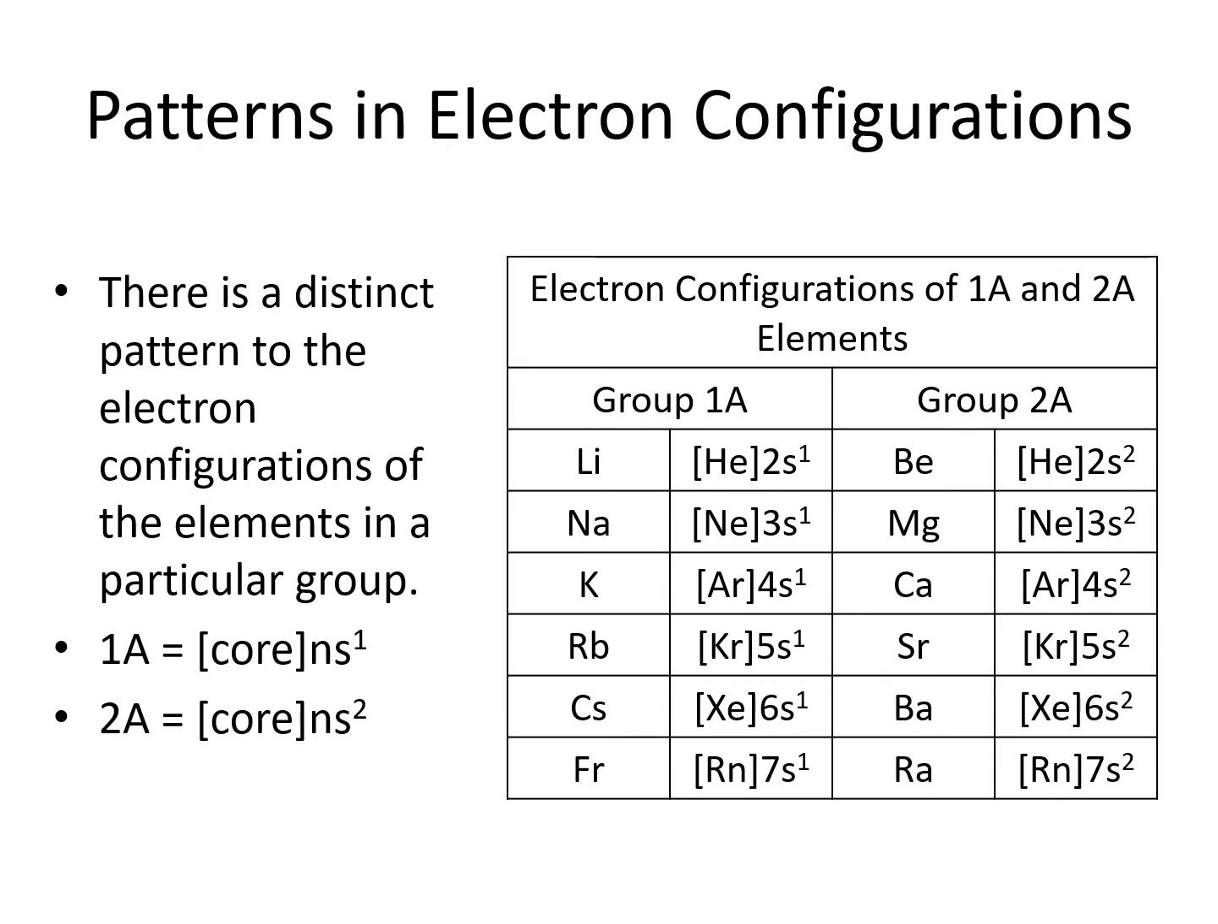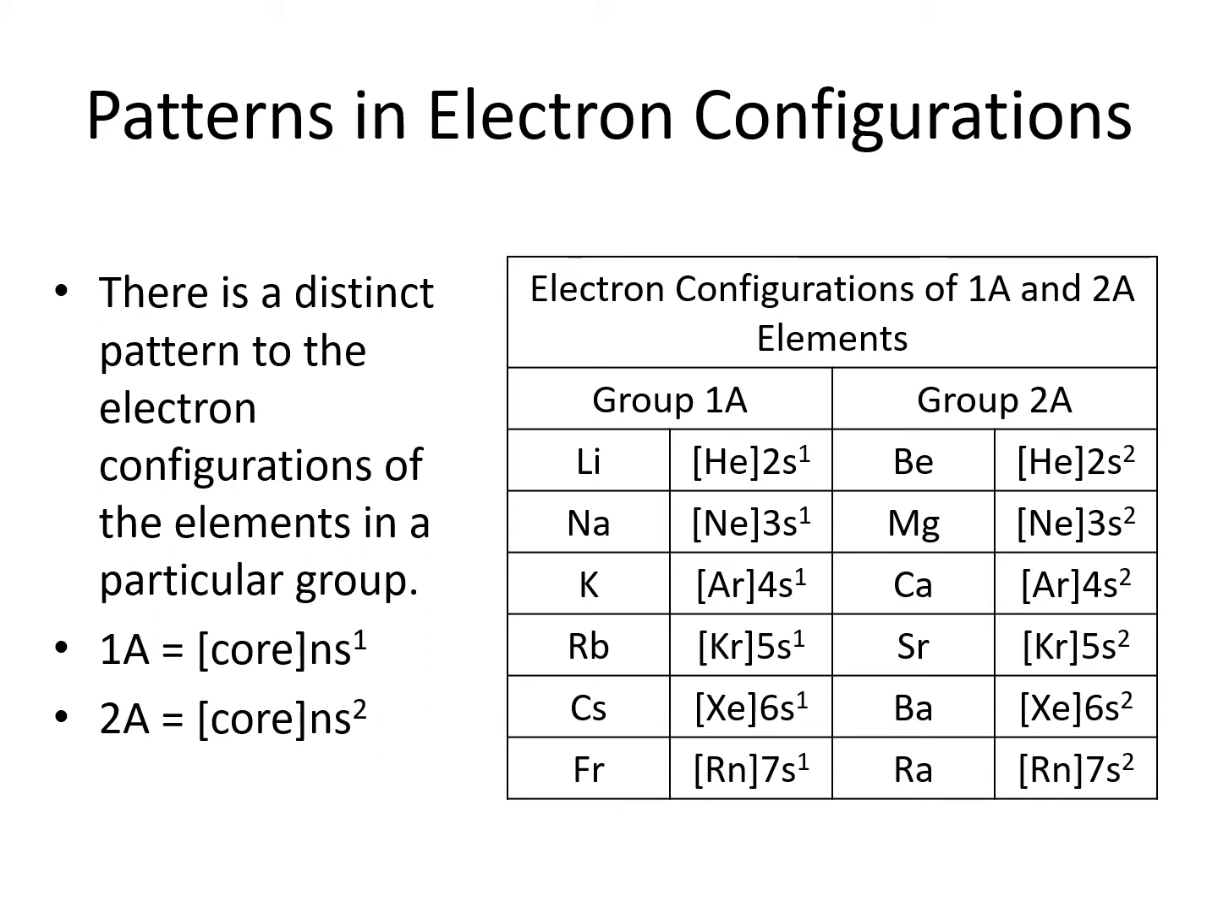For example, we can write 1A as core ns1. For example, lithium has a helium noble gas core and then 2s1 for its valence electron. Sodium has a neon noble gas core and then 3s1 for its valence electron.